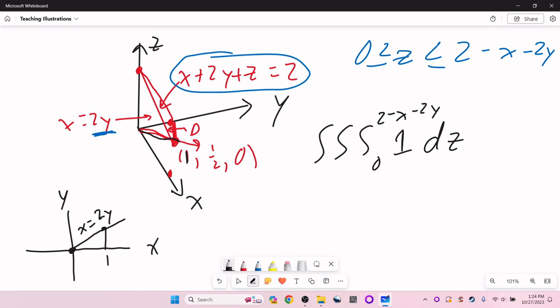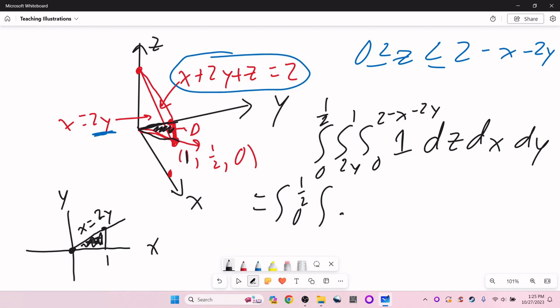So let's say x then goes from, which side do we want? We want the side that touches y equals 0, so that's this. Okay, so x will go, let's do x first, from 2y to 1. So we're going left to right. Then y will go from 0 to 1/2. And again, you can just as easily do y first, say y goes from 0 to x over 2. All right, and then we get 0 to 1/2, 2y to 1.